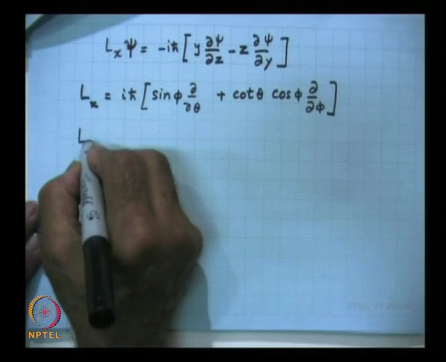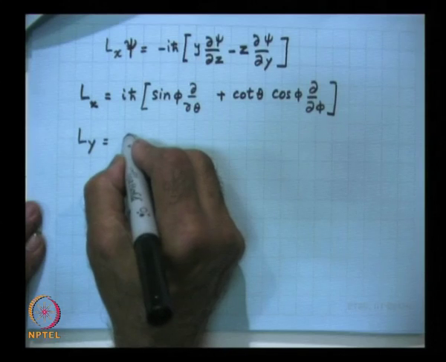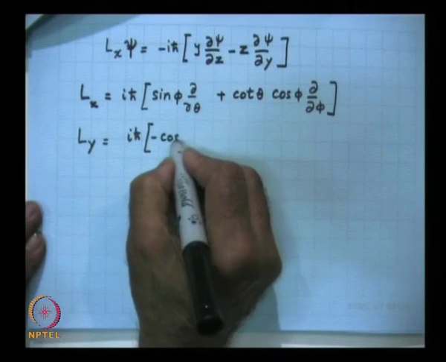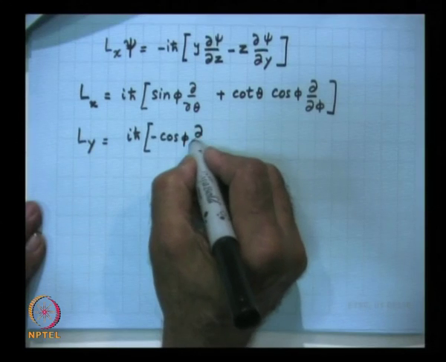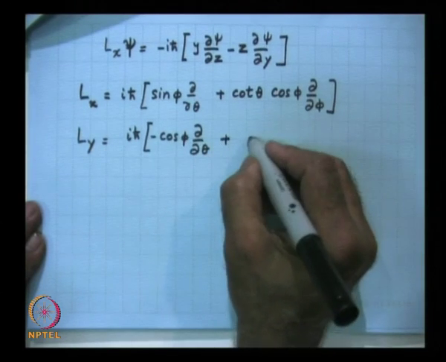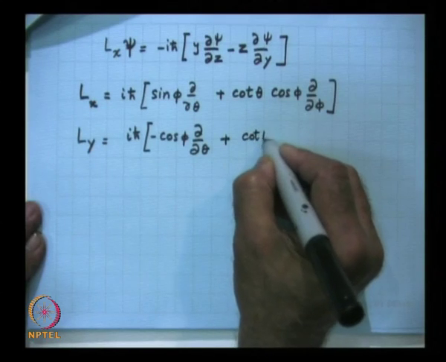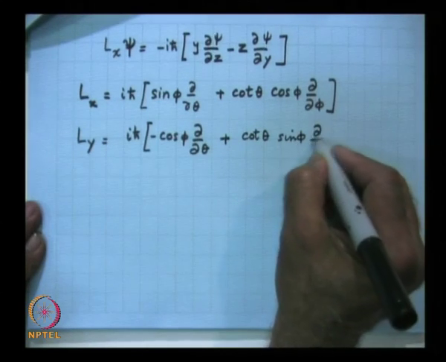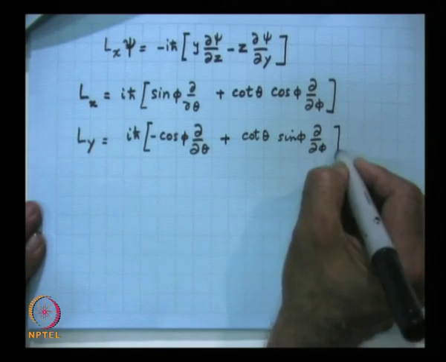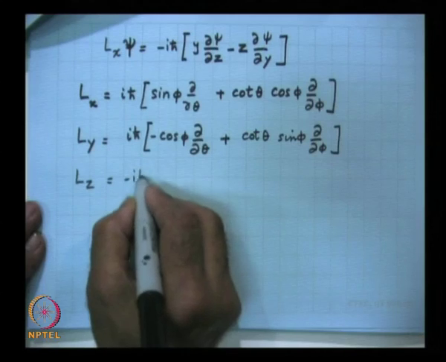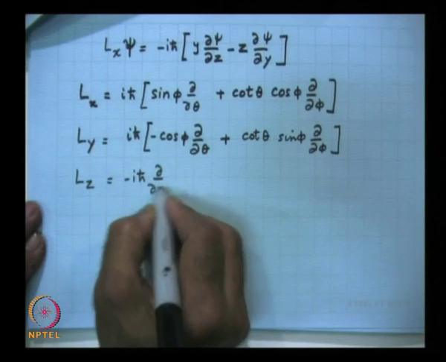and Ly is equal to i h cross (minus cos phi delta by delta theta plus cot theta sin phi delta by delta phi). And of course, we had obtained that Lz is equal to minus i h cross delta by delta phi.